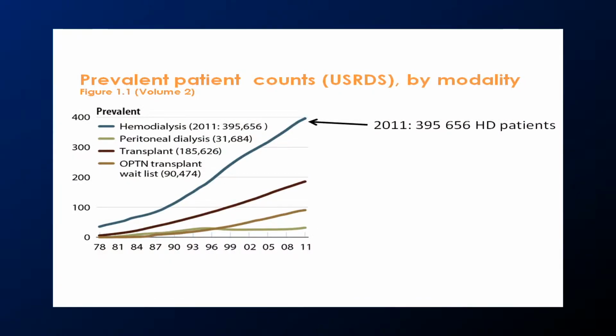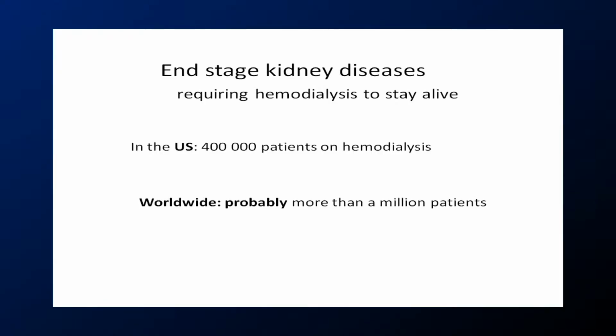How many patients are on hemodialysis, Dr. Nguyen? This graphic shows the rapid progression of the number of dialysis patients in the US over the last 3 decades. So we now have reached more than 400,000 patients on hemodialysis. And in fact, it's a progression worldwide. I suspect that there are more than 1 million patients on dialysis.